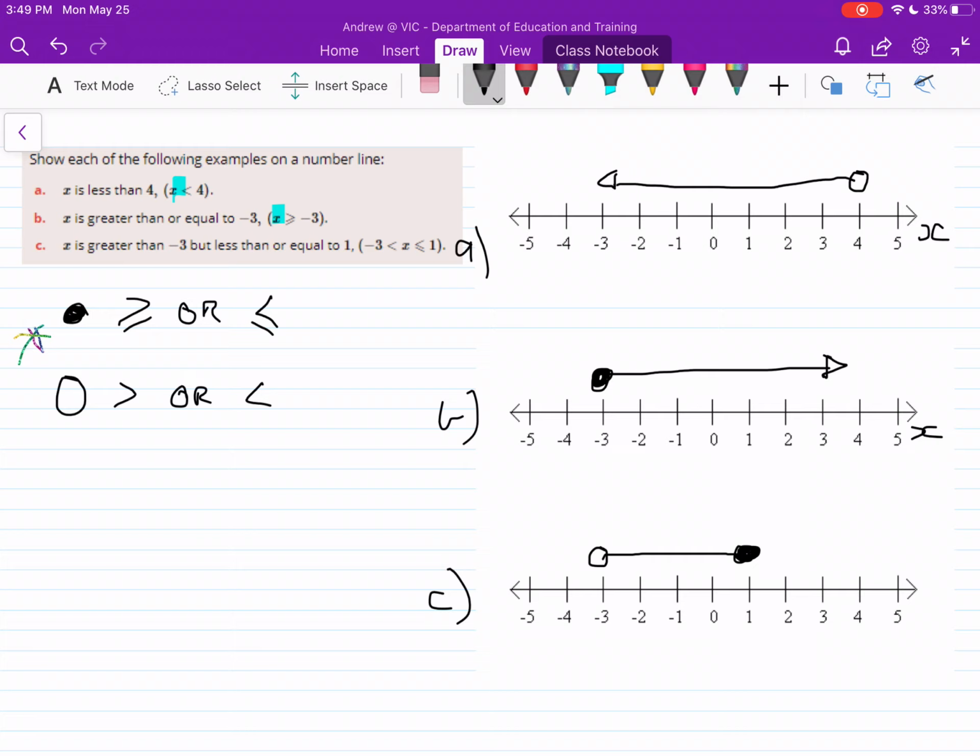Okay, so this is what it should look like. Alright, you don't need to have an arrow here because it's not going to keep on going above 1 or below negative 3. Okay, so this is how you do all these, and I'll just write them next to them. So just really the trick is to understand what your symbols mean, okay, and if it's going to be an open or closed circle.